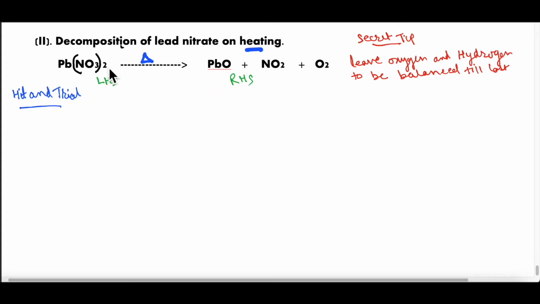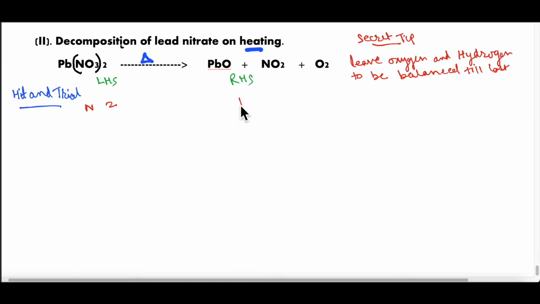Then for nitrogen, we have two nitrogen atoms on the reactant side and one nitrogen atom on the product side. And as we know that it is a good strategy to leave oxygen and hydrogen atoms to be balanced till last, as per this chemical equation the maximum number of atoms is for nitrogen, and it is 2 nitrogen atoms on the reactant side and 1 nitrogen atom on the product side. So in order to balance this nitrogen atom, what will we do?